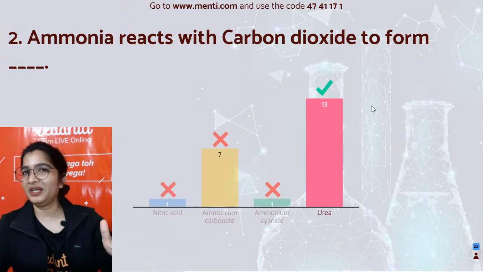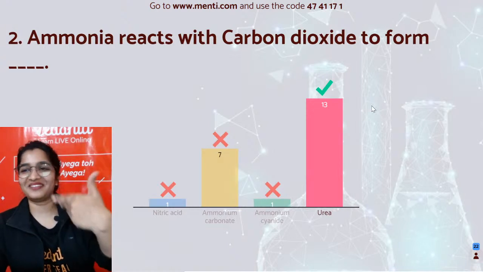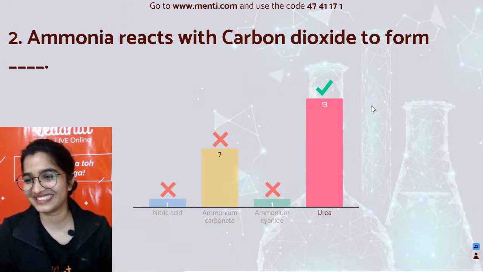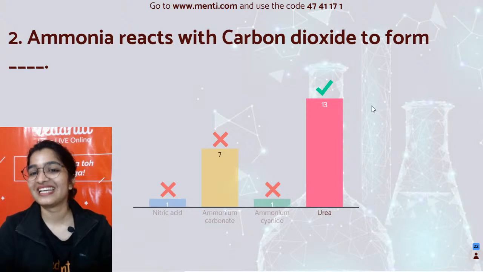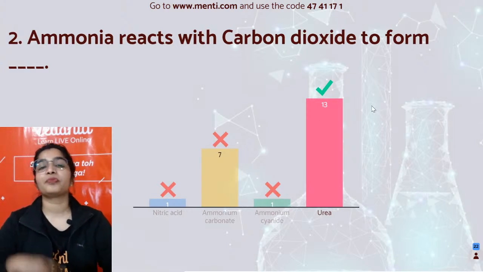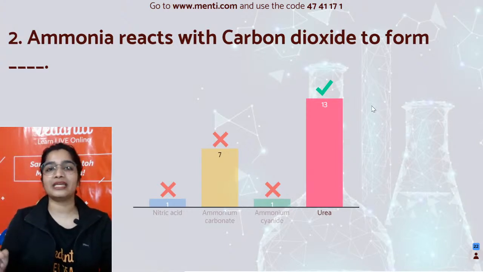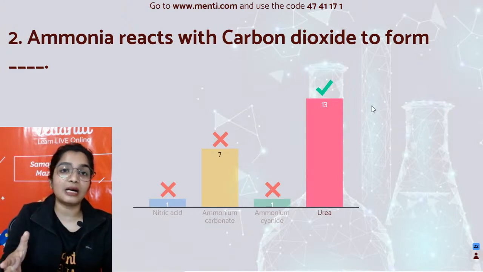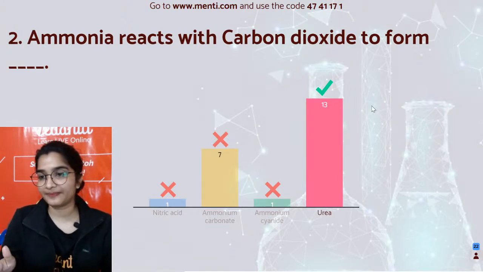So you were like ammonia plus carbon dioxide gives ammonium carbonate. Wow. Urea will be formed, right? CO(NH2)2, urea will be formed. Ammonia plus carbon dioxide, you will get urea.